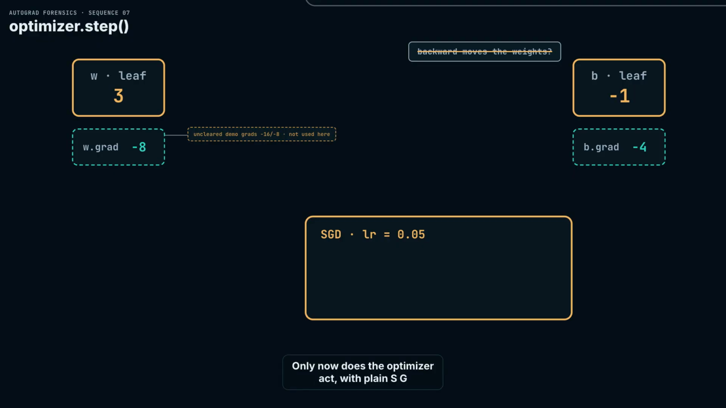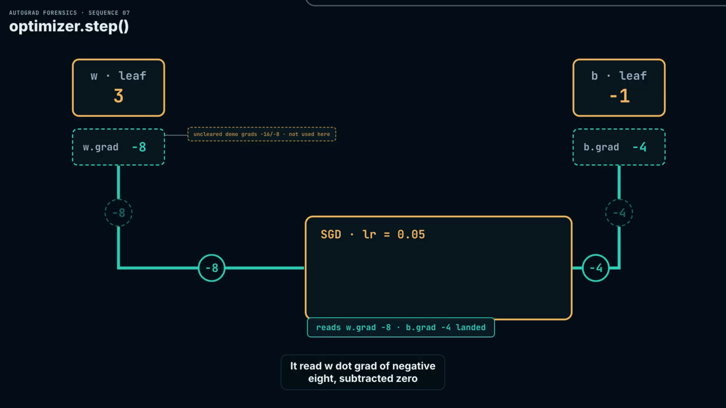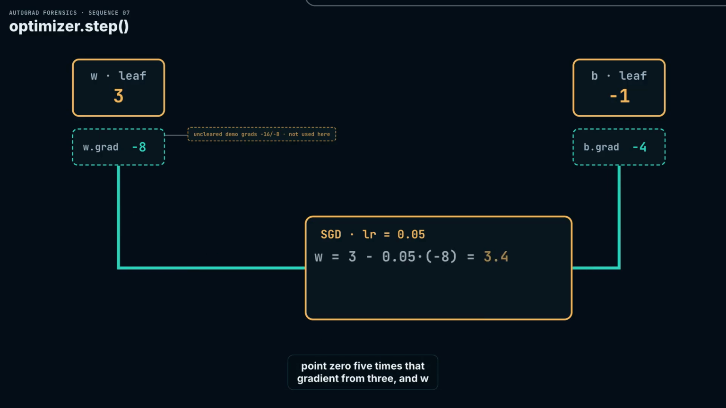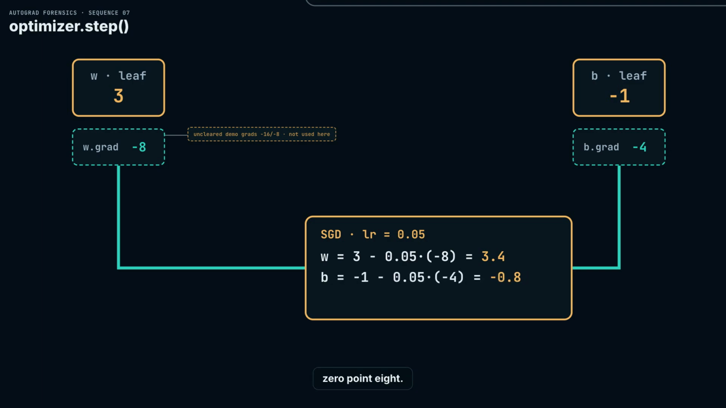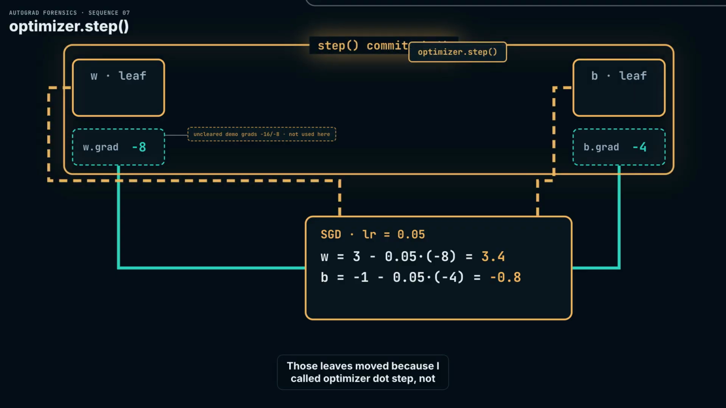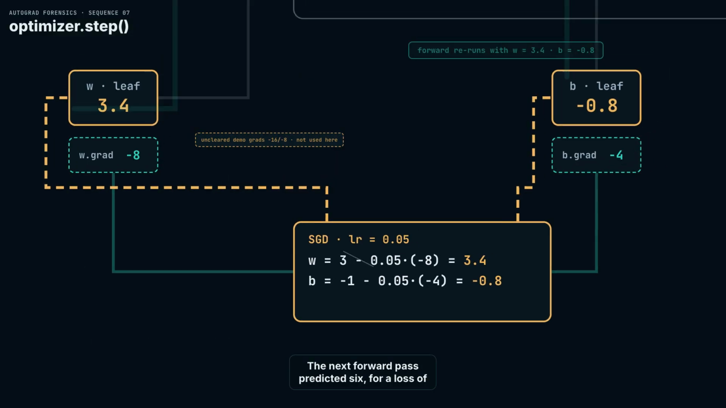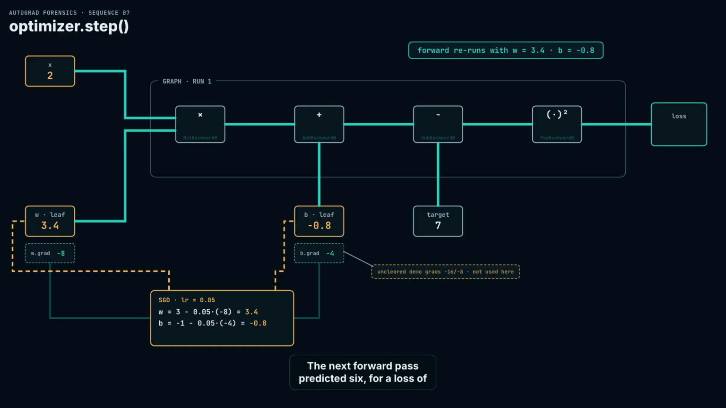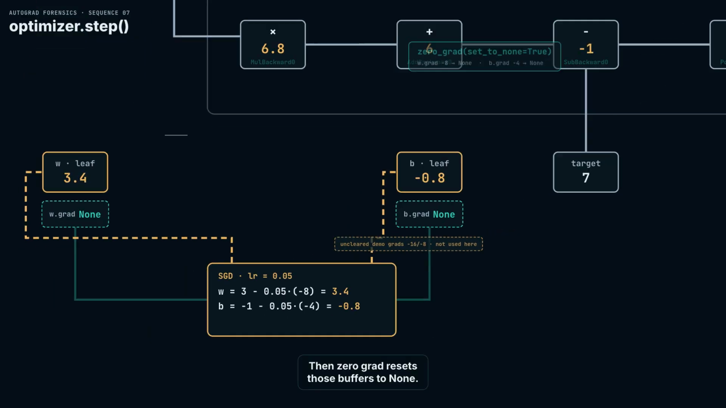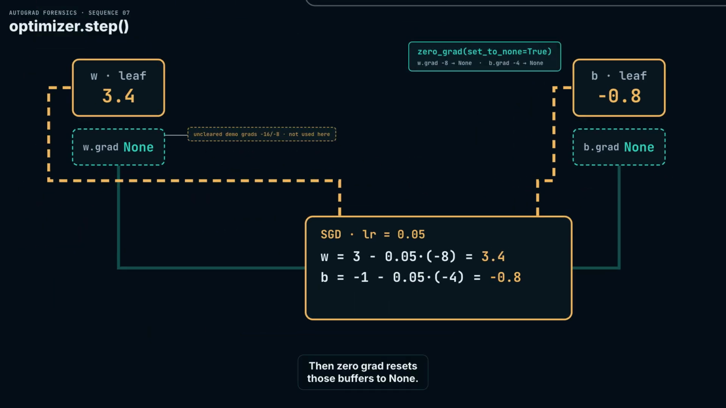Only now does the optimizer act with plain SGD at a learning rate of 0.05. It read w.grad of -8, subtracted 0.05 times that gradient from 3, and w became 3.4. The same update moved b from -1 to -0.8. Those leaves moved because I called optimizer.step, not because backward ran. The next forward pass predicted 6 for a loss of 1. Then zero_grad resets those buffers to None.